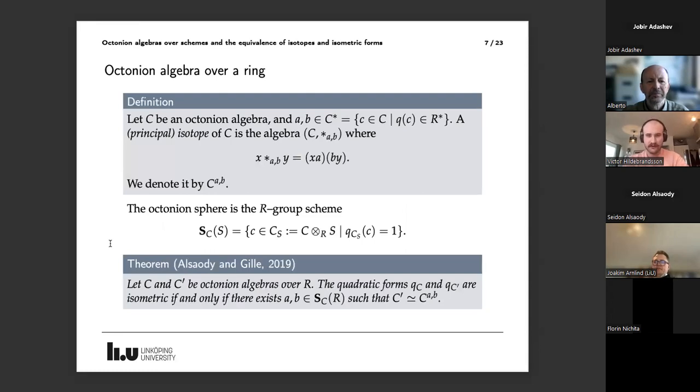So if we have an Octonion algebra C and we have some invertible elements a and b, then a principal isotope of C is the algebra with the same underlying module, but with this new (a,b) multiplication. And we will denote this isotope by C_{a,b}.